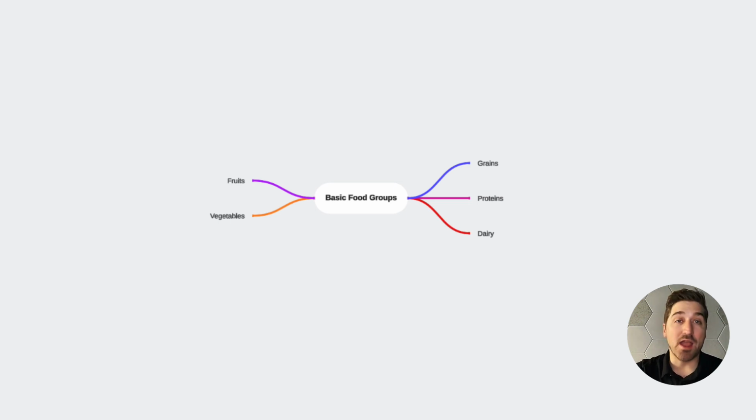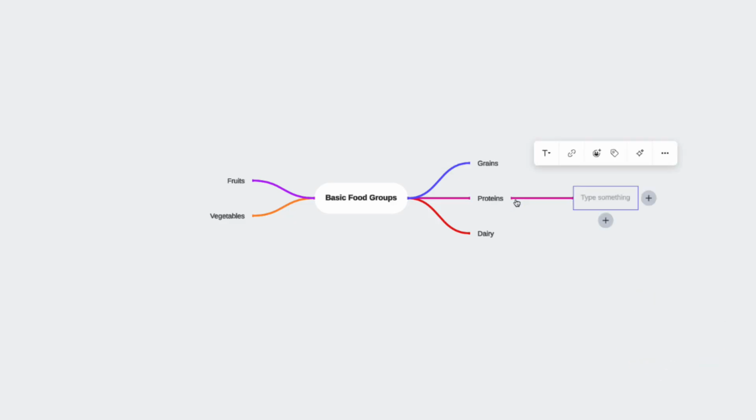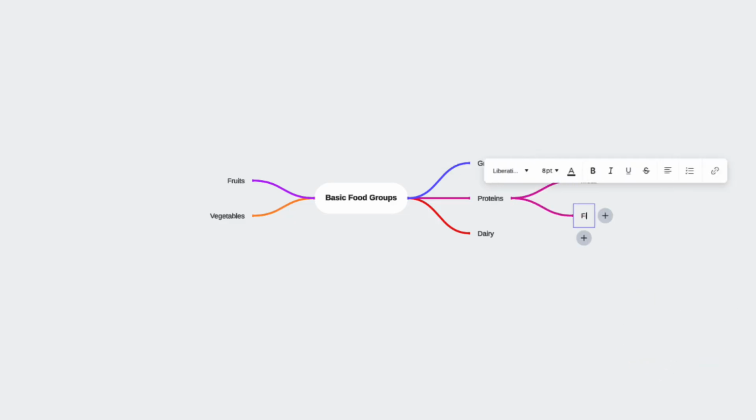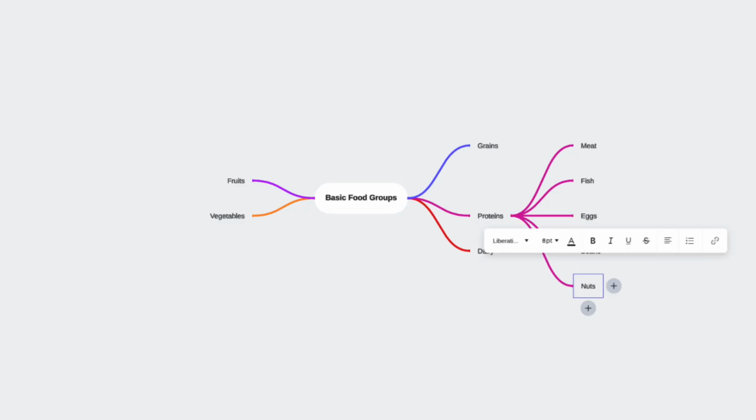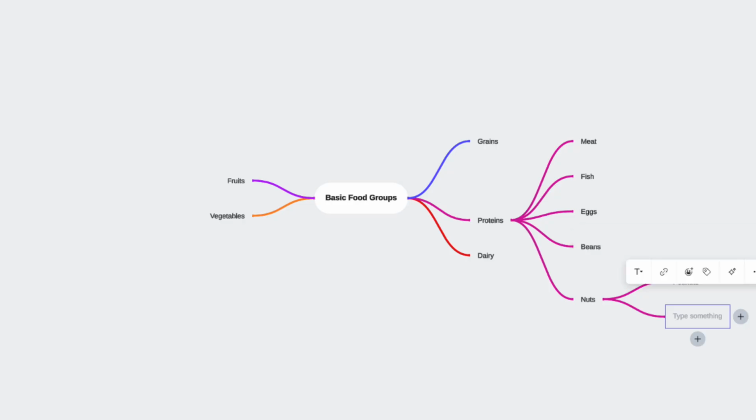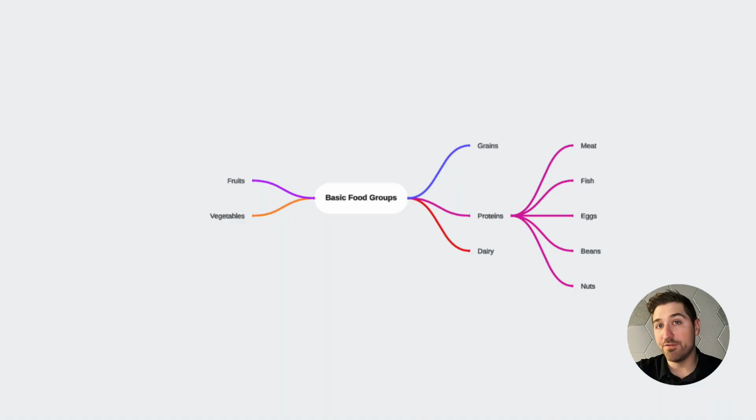Once again, we'll start by asking ourselves a question. What are some different types of proteins? Well, we have meat, fish, eggs, beans, and nuts. We could continue to expand on these subtopics until they're no longer able to be broken down, but for the sake of this example, we're going to stop here. Returning to our other food groups, we'll continue to ask questions that help us identify subtopics and then add them to our mind map like we did with proteins.